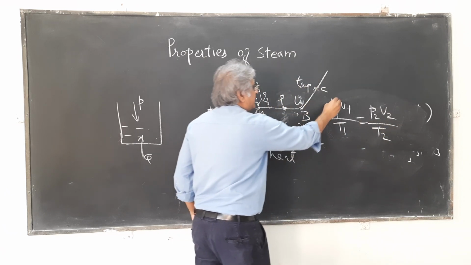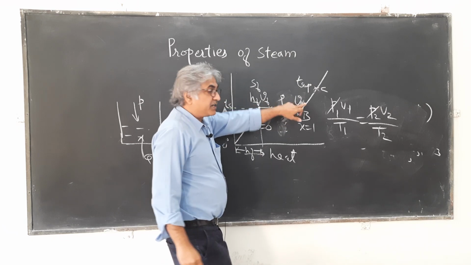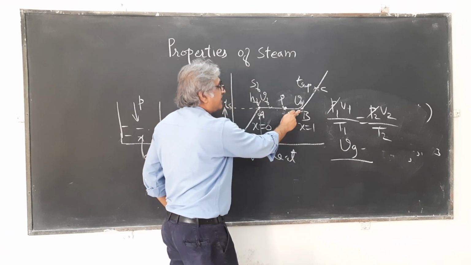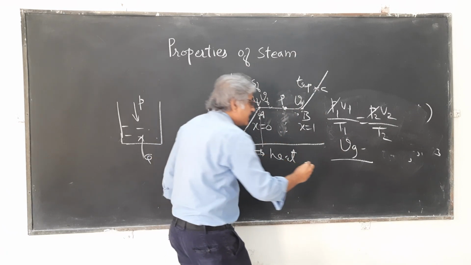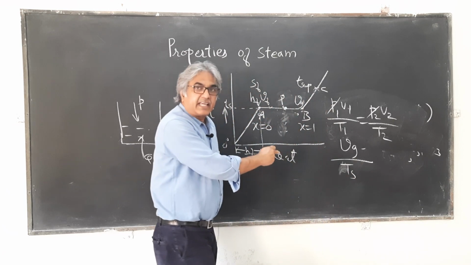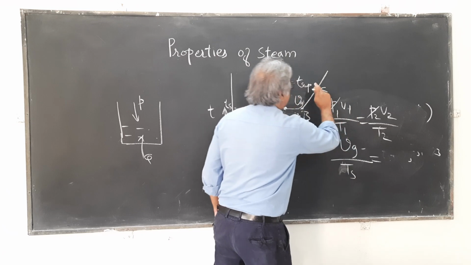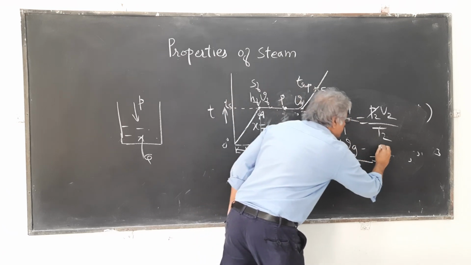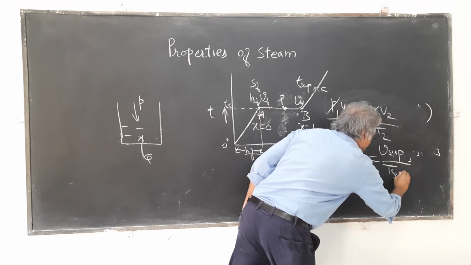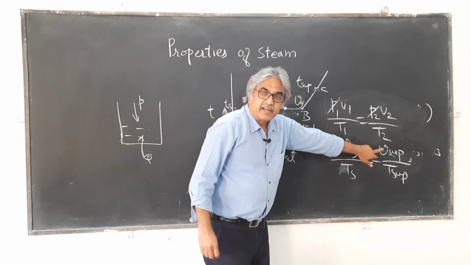Here and here the pressures are the same, so this goes out. What is the volume here? It is dry saturated steam, so the volume is Vg. What is the temperature here? Temperature is capital Ts, in Kelvin. It has to be in Kelvin, remember this. The volume here is V superheated and the temperature is T superheated. So use this expression to find V superheated.